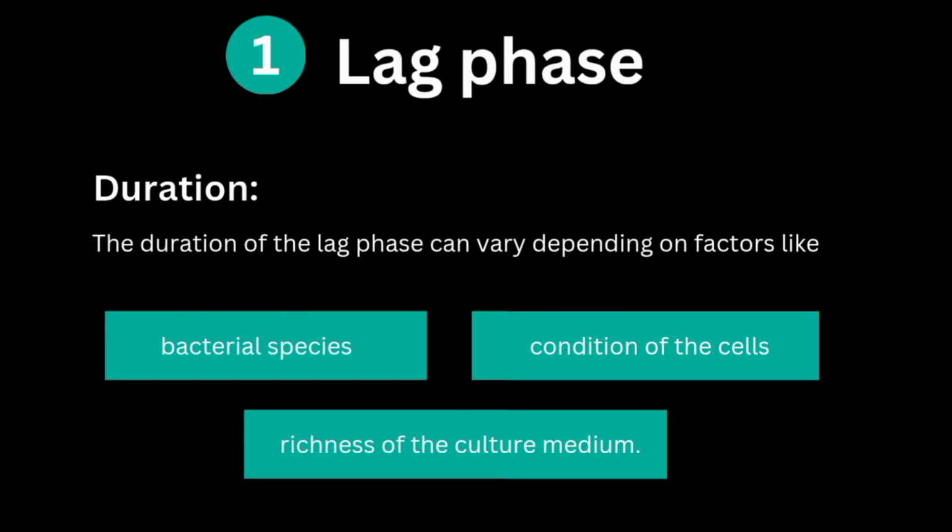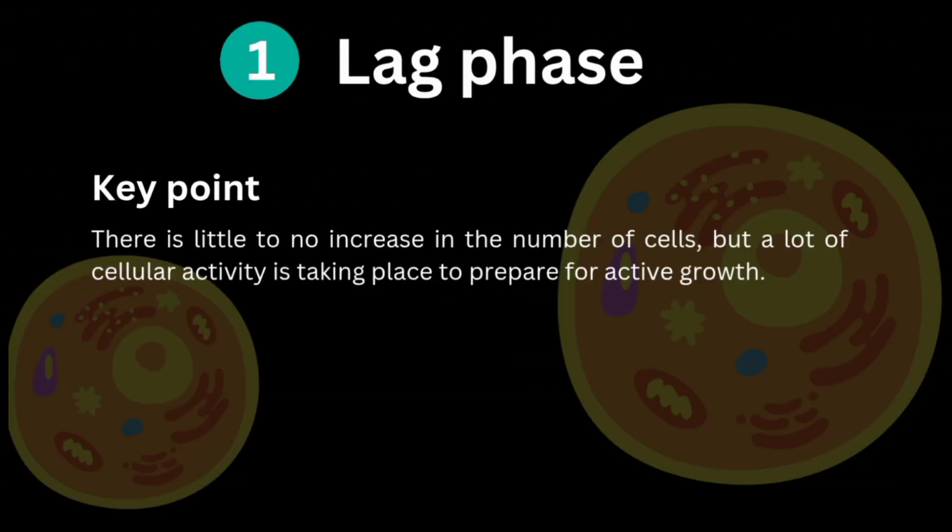How long a lag phase lasts depends on various factors. 1. The type of bacterial species. 2. Condition of the cells. 3. Richness of medium. There is little to no increase in the number of cells, but a lot of cellular activity is taking place to prepare for active growth.